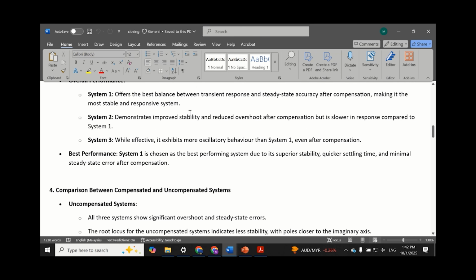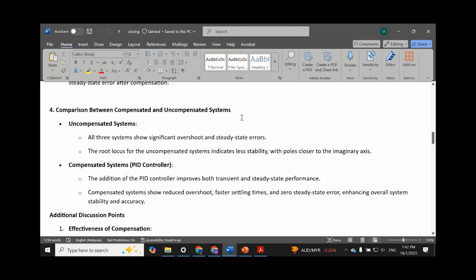System 1 offers the best balance between transient response and steady-state accuracy after compensation, making it the most stable and responsive system. System 2 demonstrates improved stability and reduced overshoot after compensation, but is slower in response compared to System 1. System 3, while effective, exhibits more oscillatory behavior than System 1 even after compensation. Best performance goes to System 1 as the best performing system due to its superior stability, quicker settling time, and minimal steady-state error after compensation.